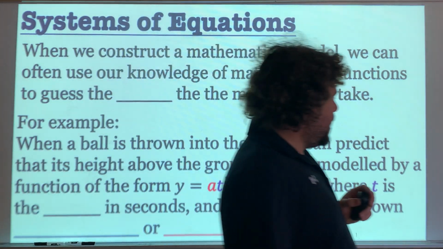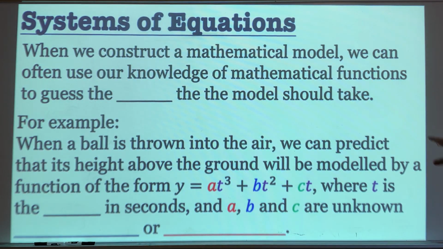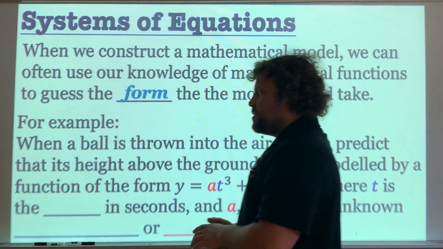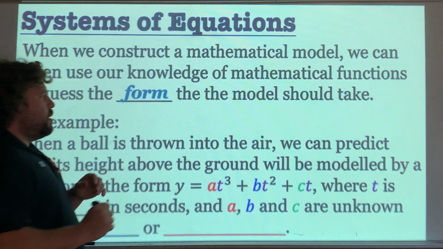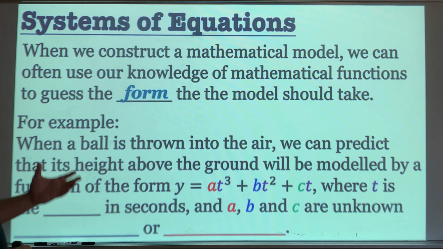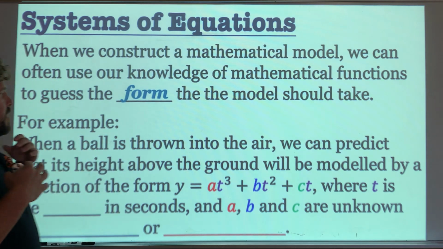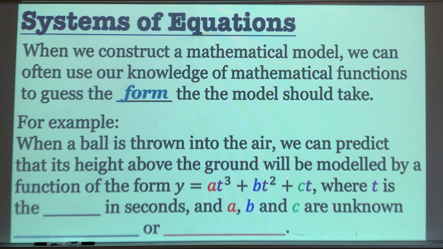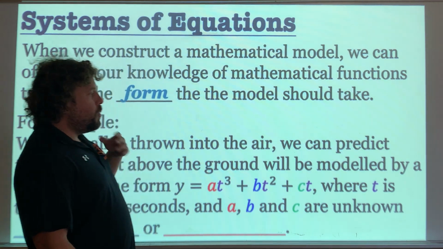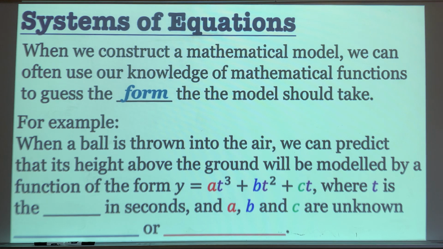When we construct mathematical models, we can use the knowledge of math functions to guess the blank the model should take. What do you think the word is? The word is the form. So what form does our model want to take? For example, when a ball is thrown in the air, we can predict that its height above the ground can be modeled by a function in the form of at cubed plus bt squared plus ct, where t is the, what do you think t stands for? Blank in seconds, the time in seconds.